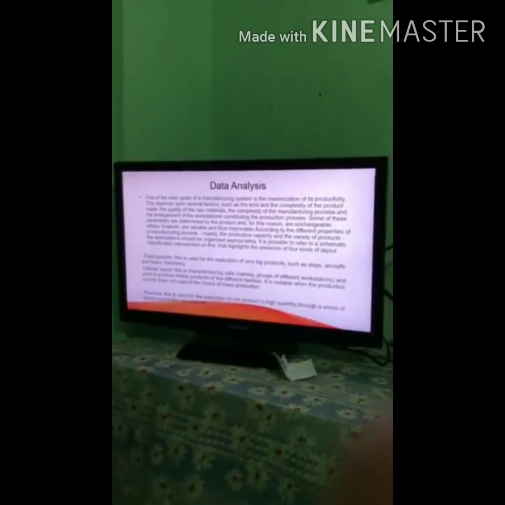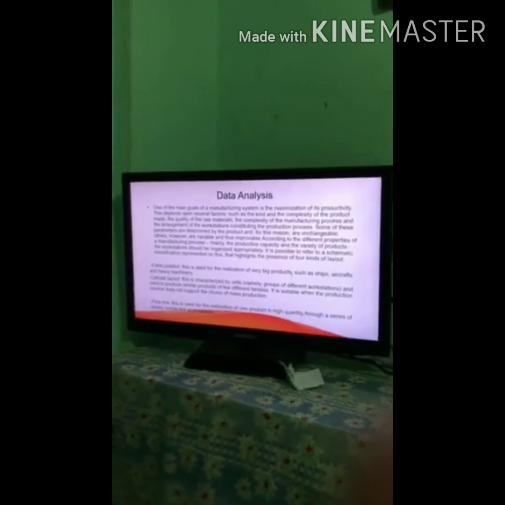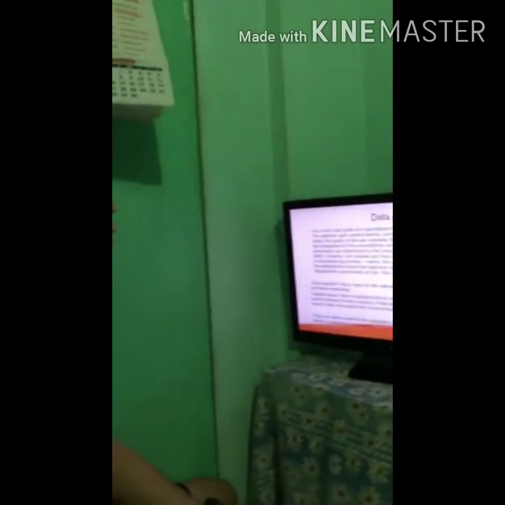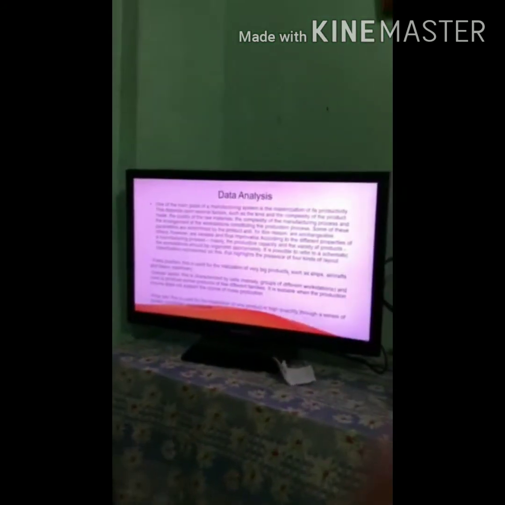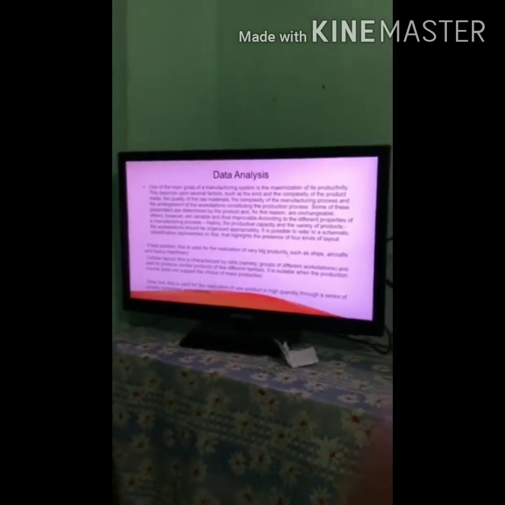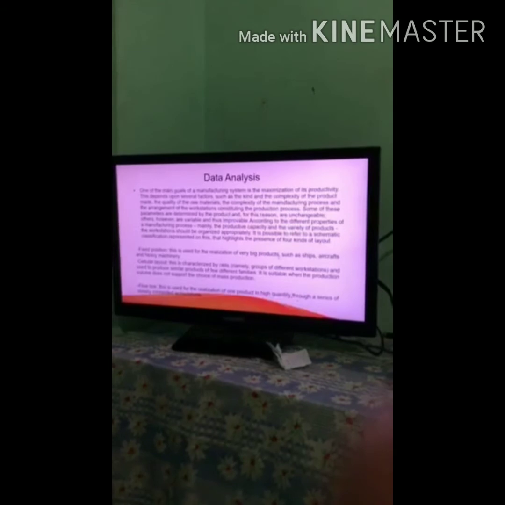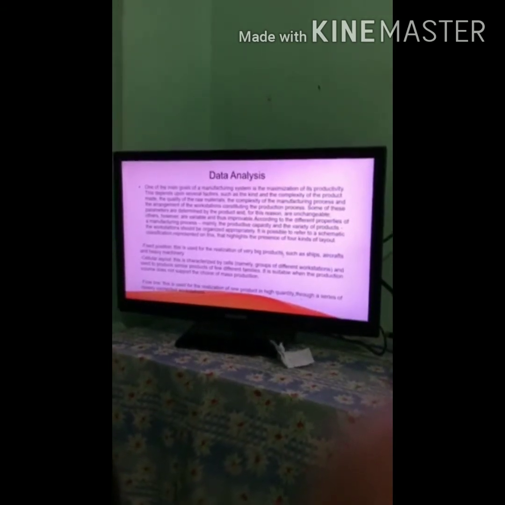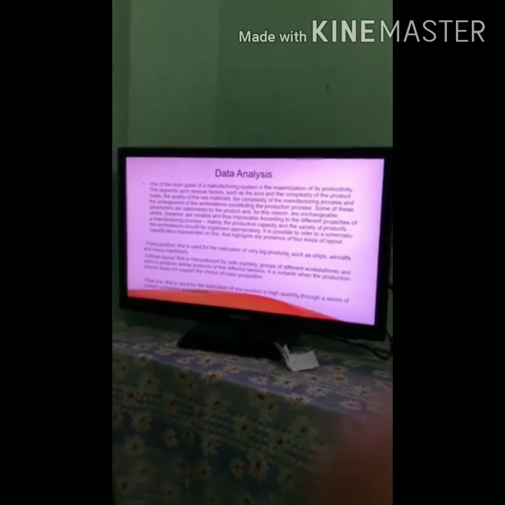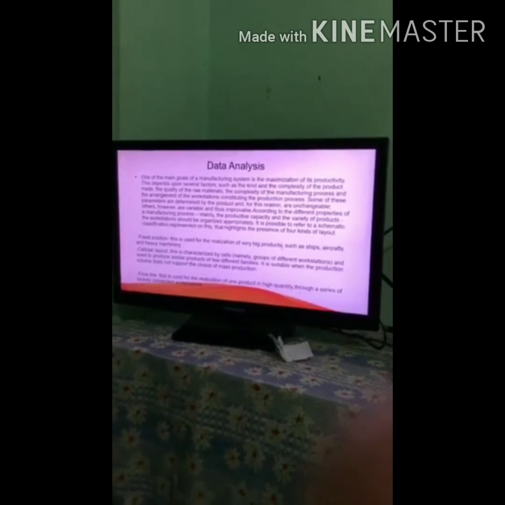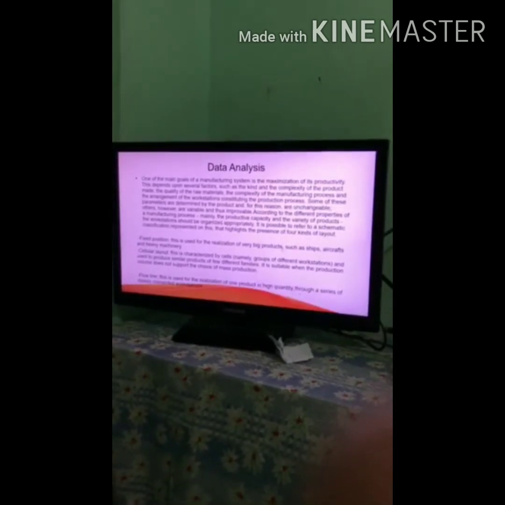So for the data analysis, one of the main goals of a manufacturing system is the maximization of its productivity. So this depends upon several factors such as the kind and the complexity of the product made, the quality of the raw materials, the complexity of the manufacturing process, and the arrangement of the workstation constituting the production process. So some of these parameters are determined by the product and for this reason are unchangeable. Others, however, are variable and thus improvable.